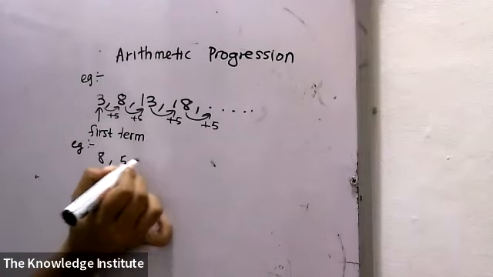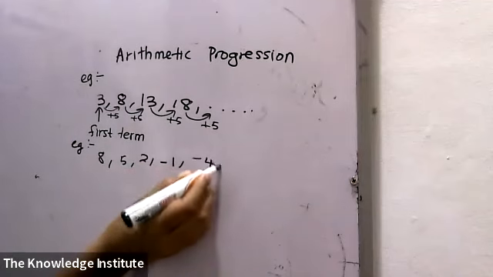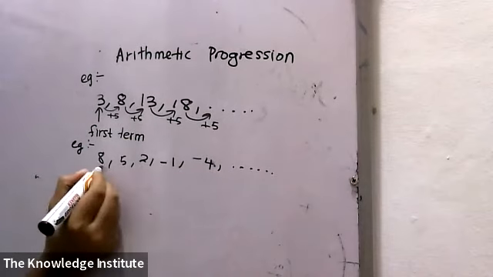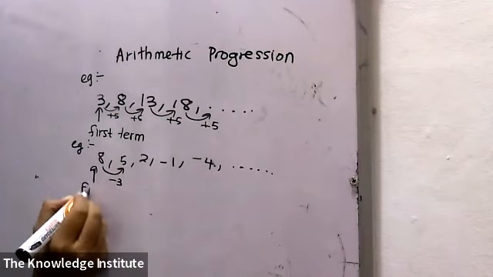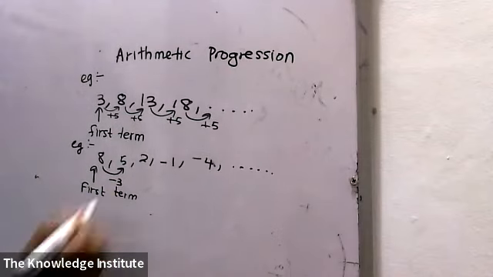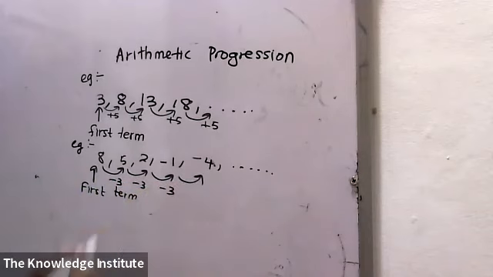8, 5, 2, -1, -4. And if I ask you what is the next term, can anyone answer me? Can you see here? From 8, I have subtracted. Now here, the first term is 8. So what did I do? Everything is subtracted by 3. So by that, you can guess here. Yes or no? Yes, -7.